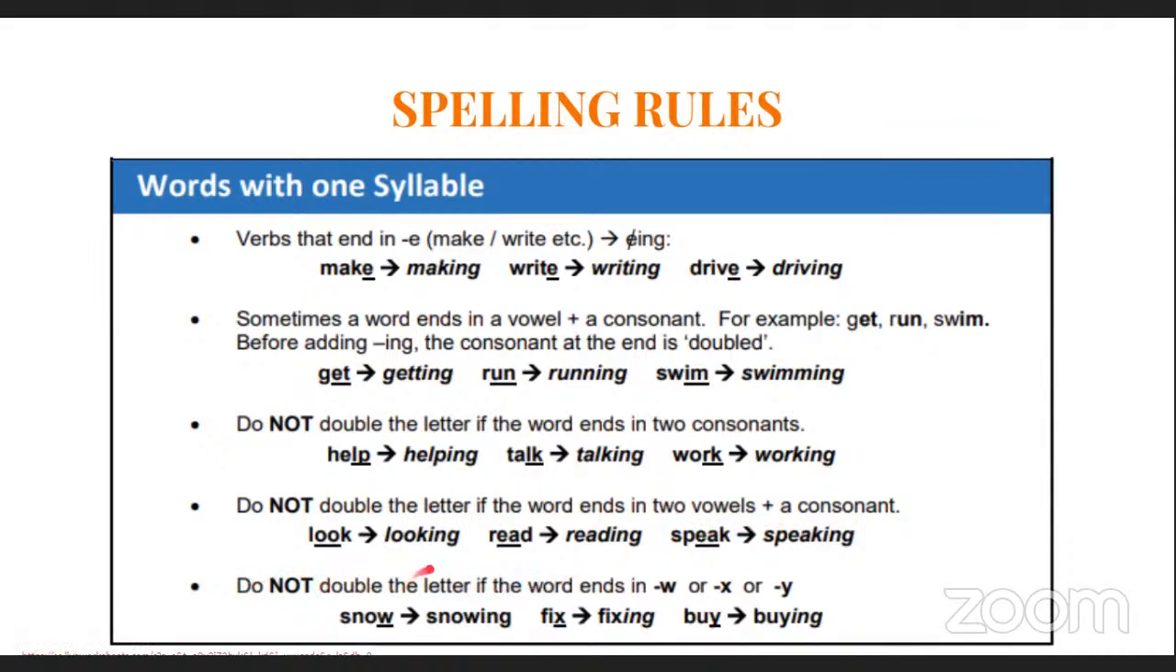And we do not double the letter if the word ends in W, X or Y. No duplicamos la última consonante si la palabra termina en W, X o Y, por más de que siga la regla del CVC, que es consonante, vocal, consonante. Aquí sigue, ¿no? La regla consonant, vowel, consonant, pero no duplicamos. ¿Por qué? Porque es W, por esta razón. Okay. So from snow, snowing. Fix, fixing. Buy, buying.